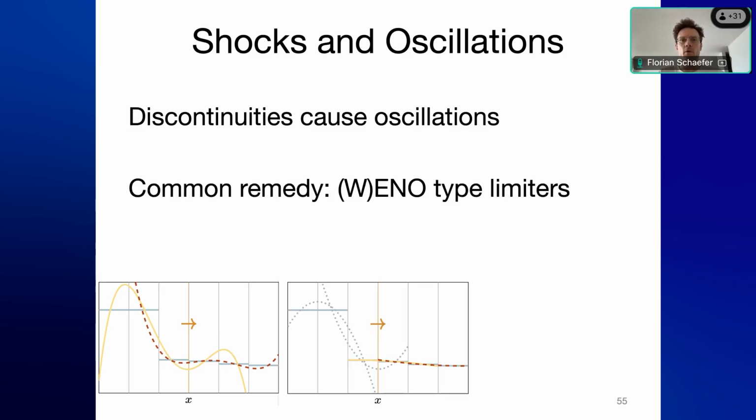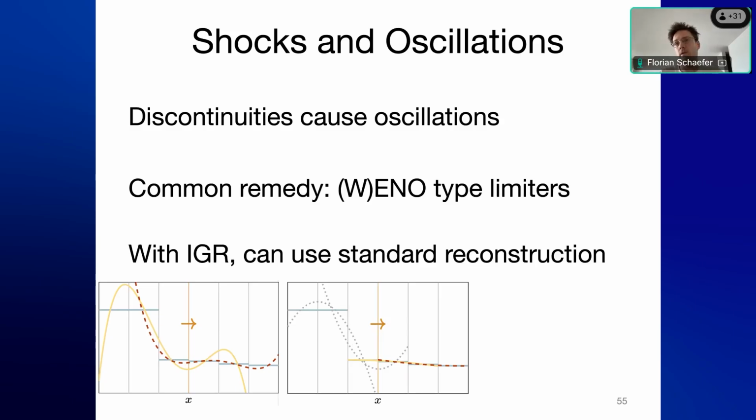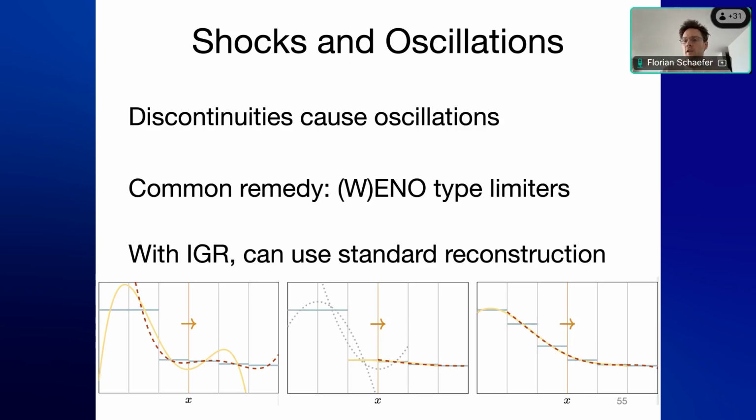A common approach to resolving this is WENO, which basically splits up the reconstruction into lower order stencils, and then only picks, or preferably picks, the stencils that are not affected by the shock, at the cost of introducing additional diffusivity. And so the idea is that now with these regularized shocks that IGR produces, we don't have to worry about this, and we can simply use higher order reconstruction throughout, and that's it.